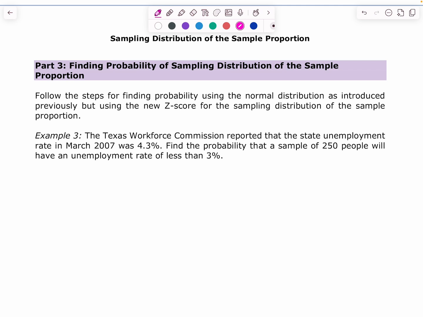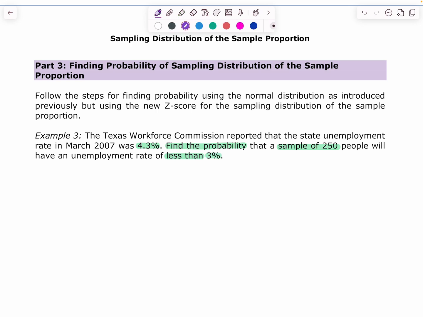So the first example says that the Texas Workforce Commission reported that the state unemployment rate in March 2007 was 4.3%. Find the probability that a sample of 250 people will have an unemployment rate of less than 3%.